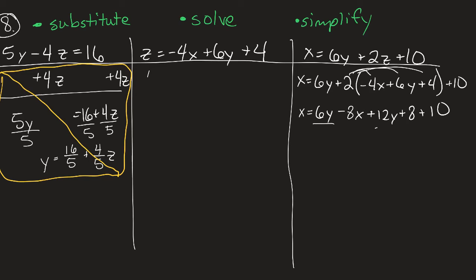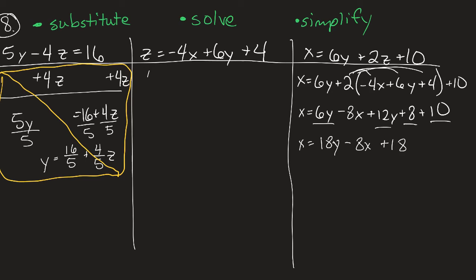And so we have 6y plus 12y. So x is equal to 18y. And then we only have one thing in x. And then we have 8 plus 10, so plus 18. So we've simplified it. So we simplified column 3.